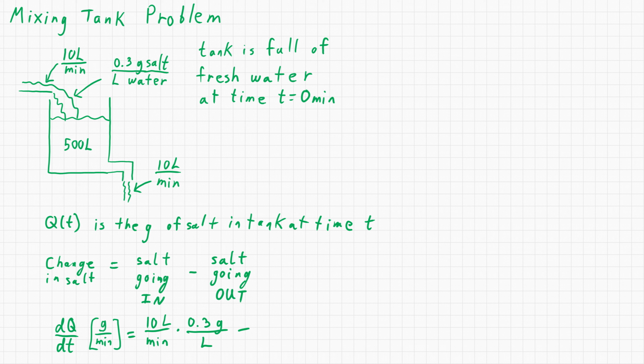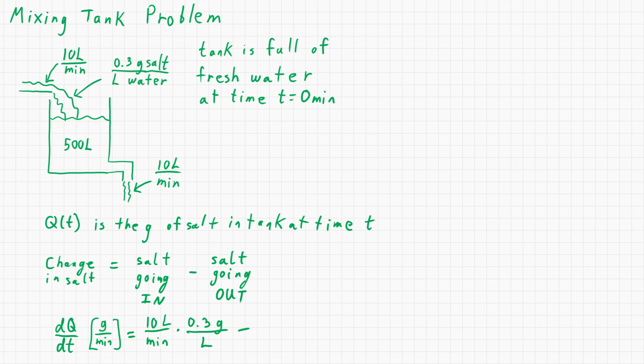Now the next one is the hardest, so we have salt going out. Another thing about these tank problems is you assume that they're perfectly mixed. Meaning by the time the salt from this mixture falls into the tank, it is completely dispersed and there's a uniform concentration of salt throughout the entire 500 liters. So that means the salt concentration anywhere in the tank is the same as at the outlet. So you can just take the amount of salt in the tank divided by 500.